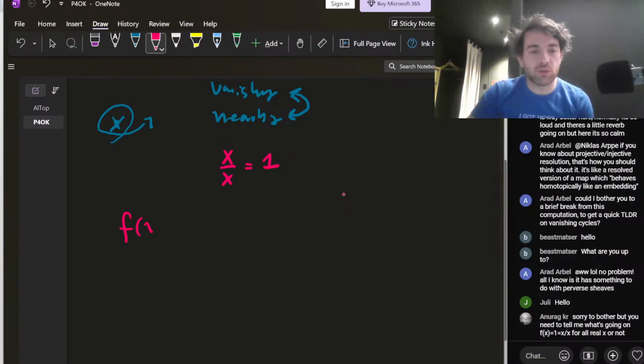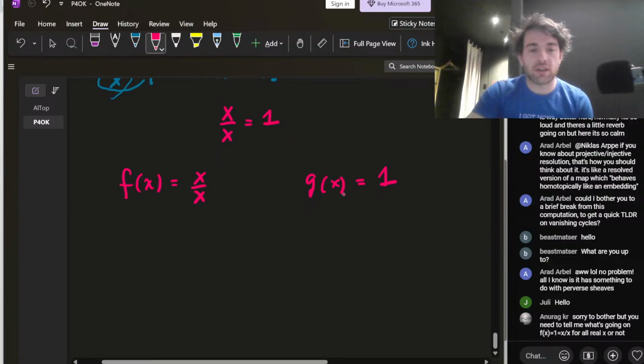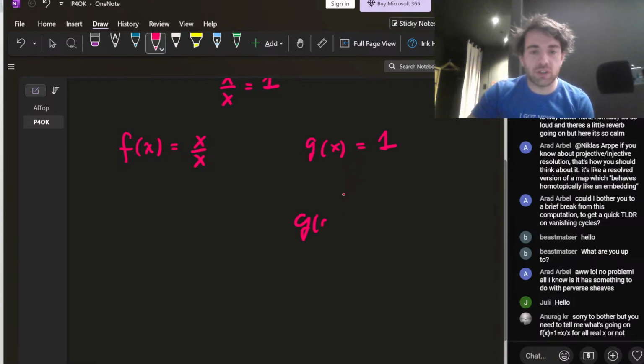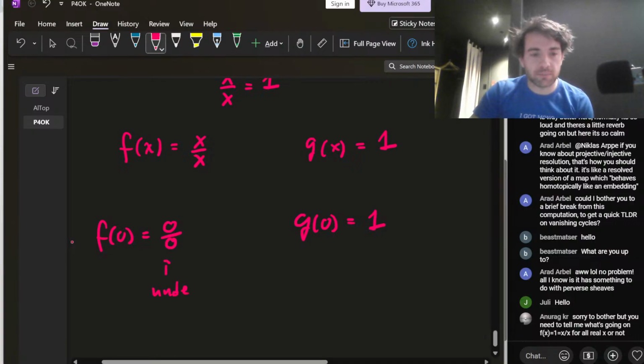But if you defined a function f to be x over x, and you defined another function g to be 1, then the question is, are these functions equal everywhere? Well, g, if you just evaluate it at 0, you get 1. That's not a big problem. But f, if you evaluate it at 0, you get 0 over 0. And this is undefined.